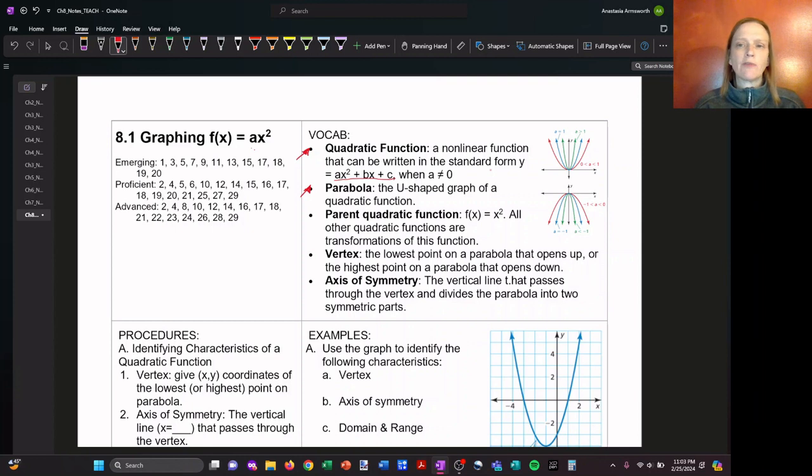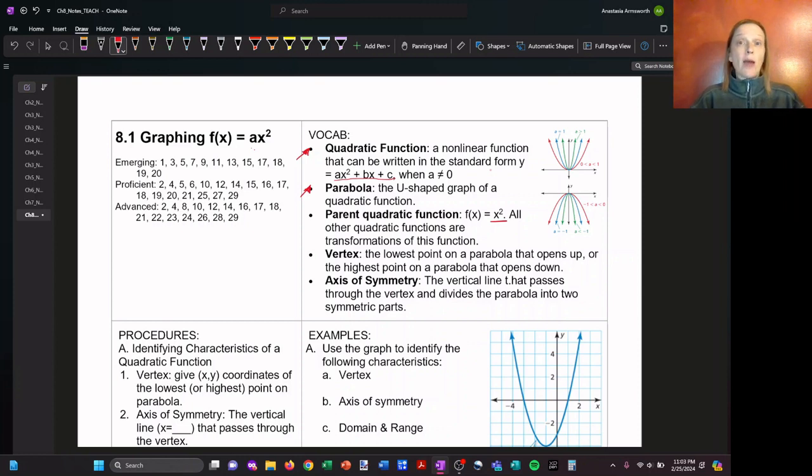The simplest quadratic function is x squared. And then we will find out over the next few lessons how we can transform this most basic quadratic function into a wide variety of U-shaped graphs.